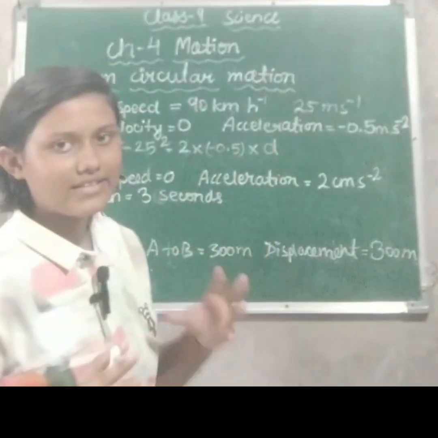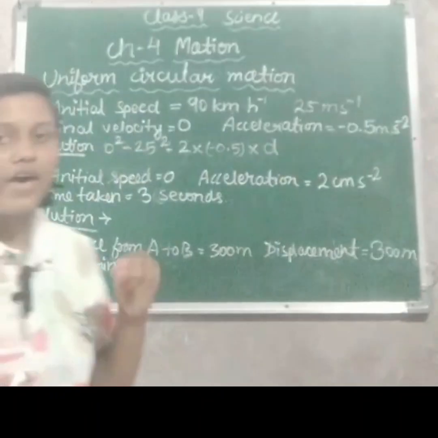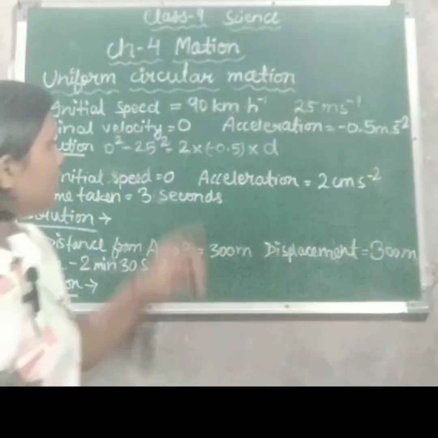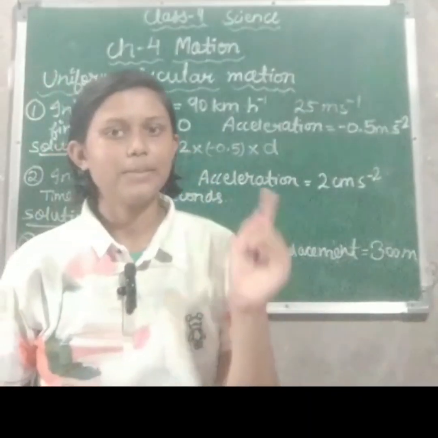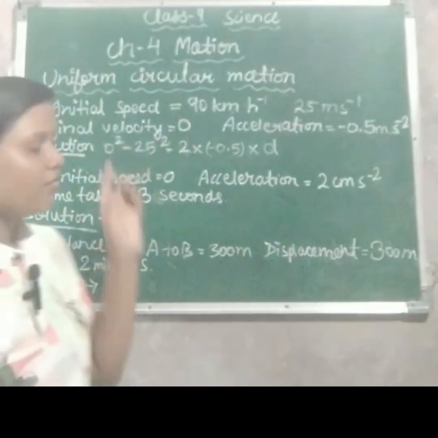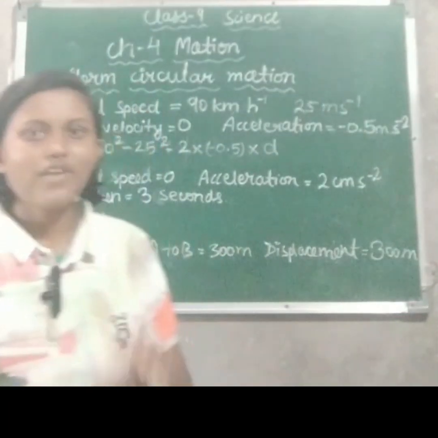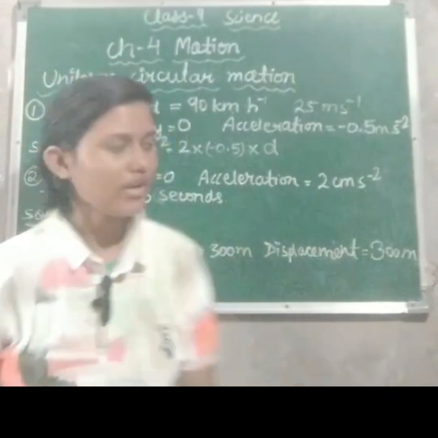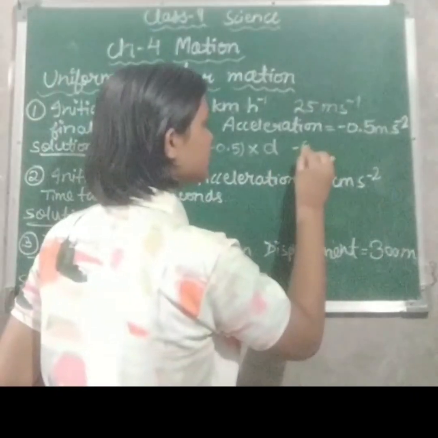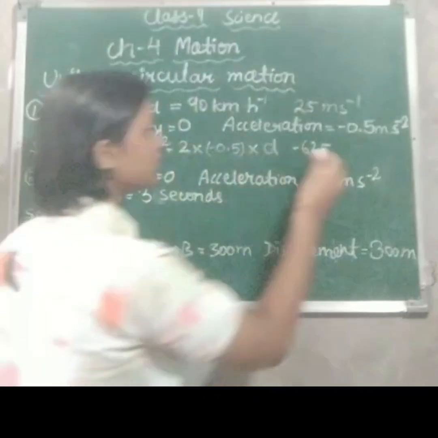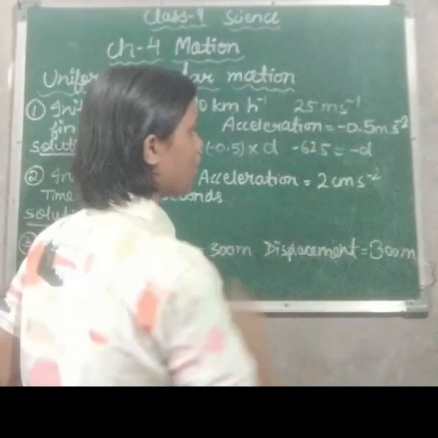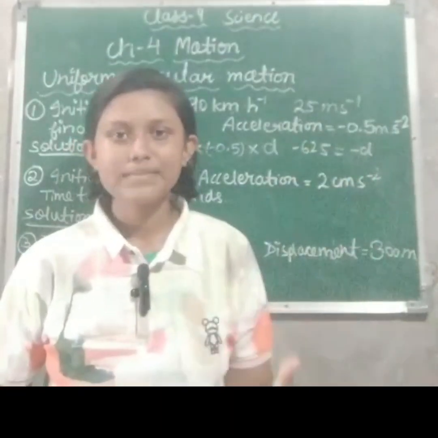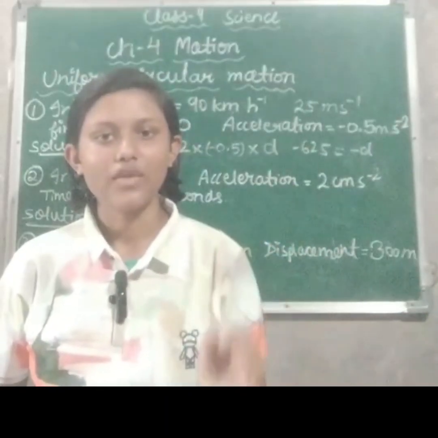multiplied by d. We have taken the distance as the variable d. When we multiply 2 with 0.5, the answer will be 1. Thus after multiplying 2 with minus 0.5, the answer will be minus 1. And the square of 25 is 625. If we subtract 625 from 0, the answer will be minus 625. Thus minus 625 is equal to minus d. Here this negative sign will be cancelled with this negative sign. Thus the distance is 625 meters.